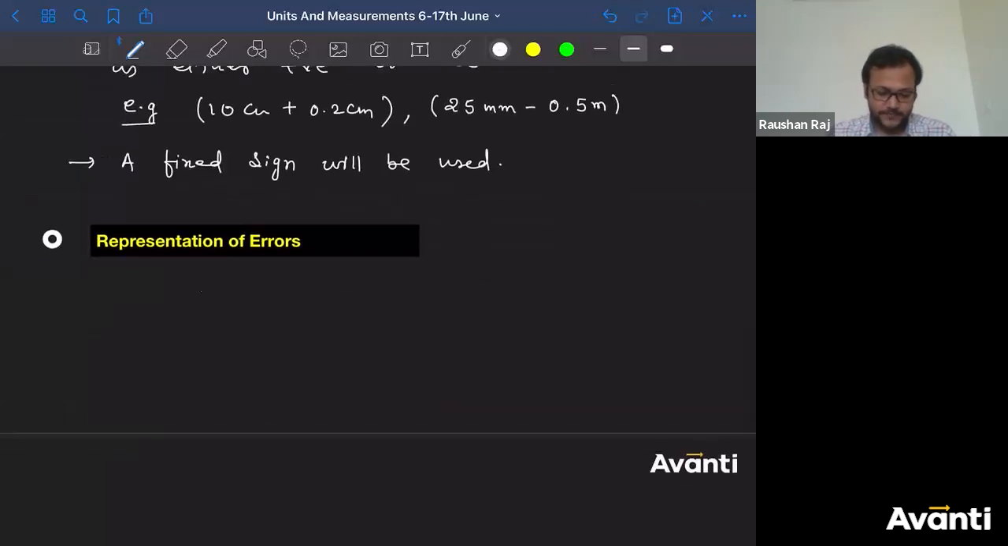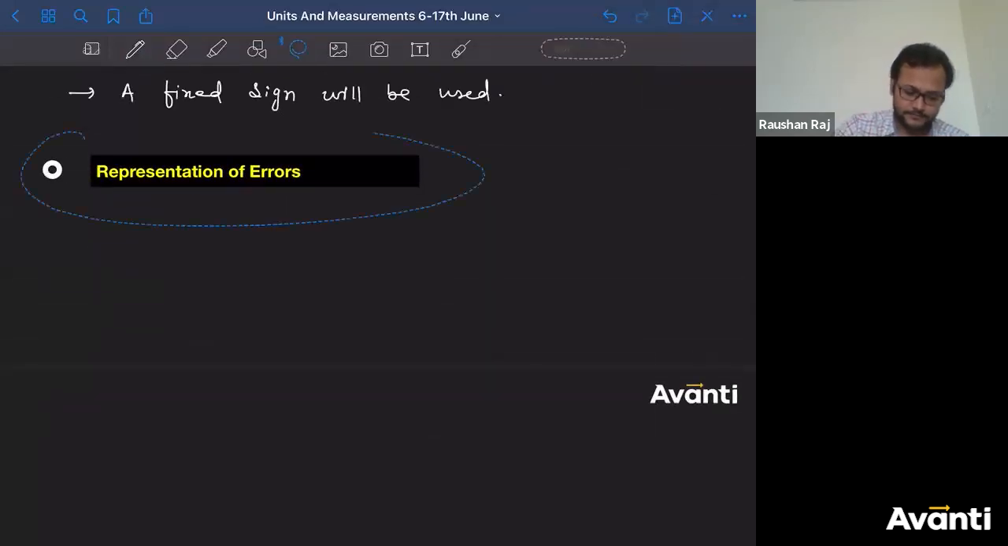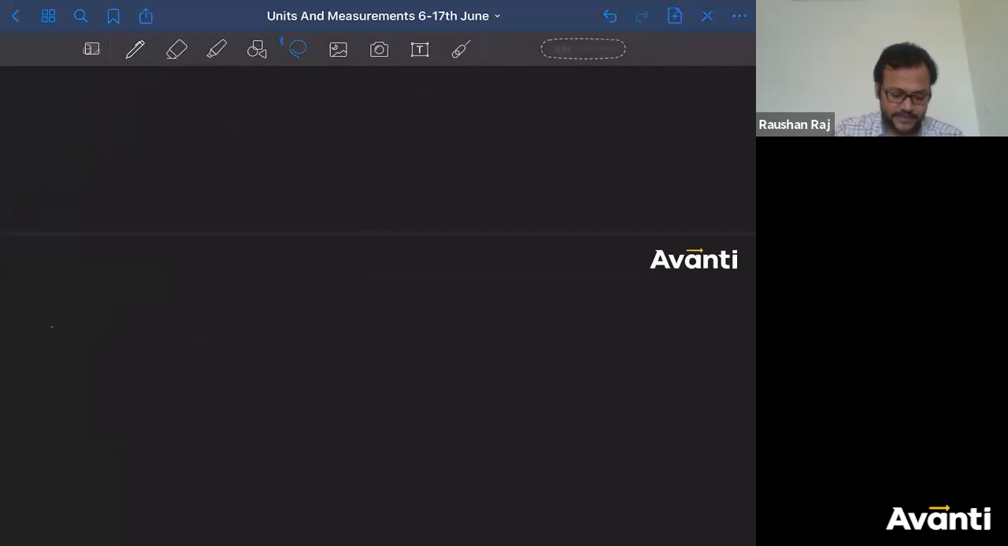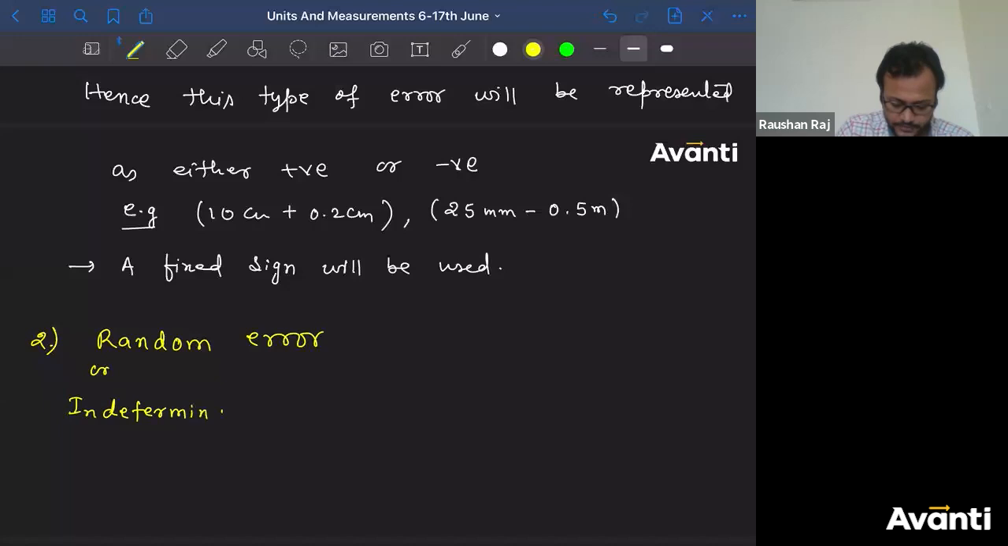Now let us move on to the next type of error. That is the random error. Second is random error. As the name suggests, there will be some randomness. Or you can write this as indeterminate error. Tell me what are random errors? How do you define random error? Tell me quickly, how do you define random error?